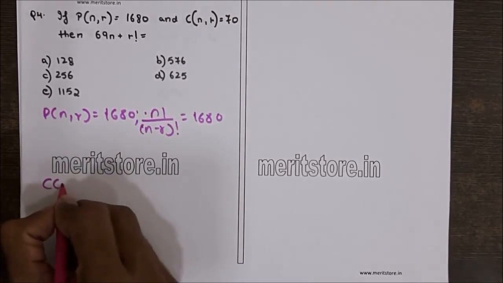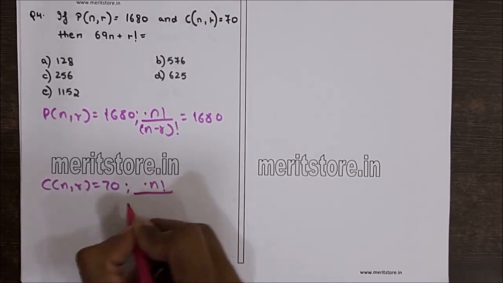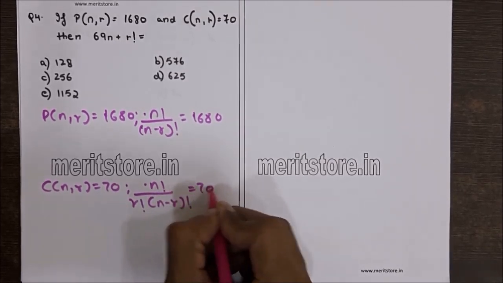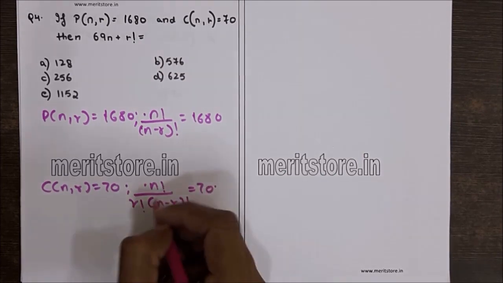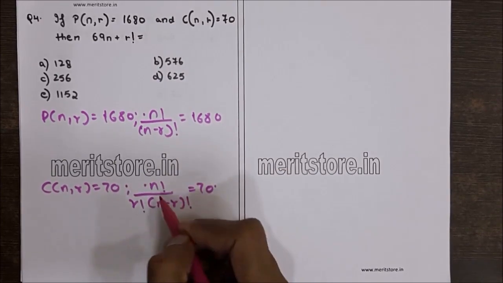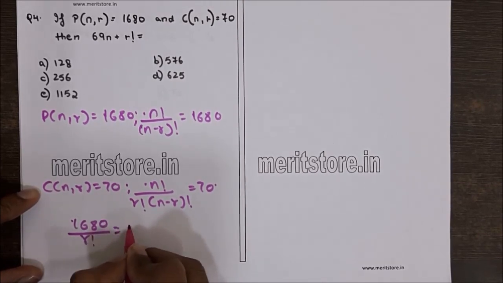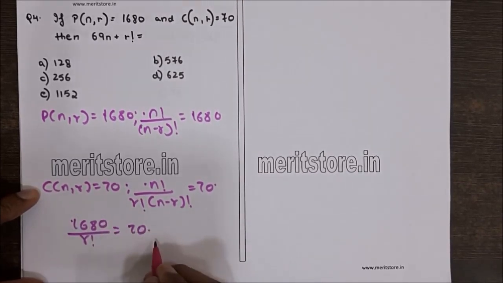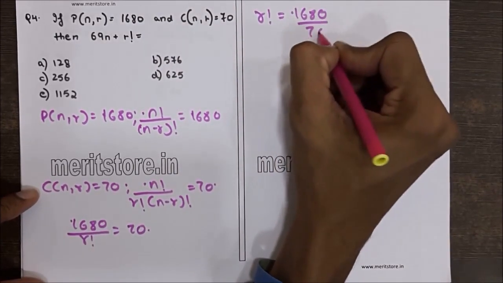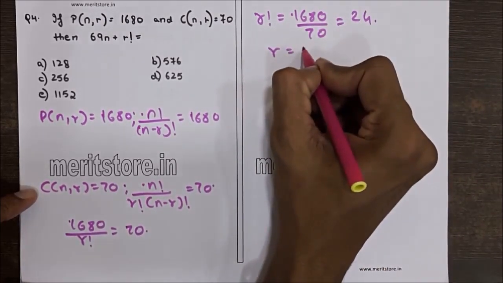And we have C(n, r), which is equal to 70, which can be written as n factorial upon r factorial (n minus r) factorial equal to 70. So we can substitute the value of n factorial upon (n minus r) factorial, that is 1680, in this part, that we get as 1680 upon r factorial equal to 70. Further solving this, we get r factorial is equal to 1680 upon 70. We get this as 24. Therefore, we get r is equal to 4.